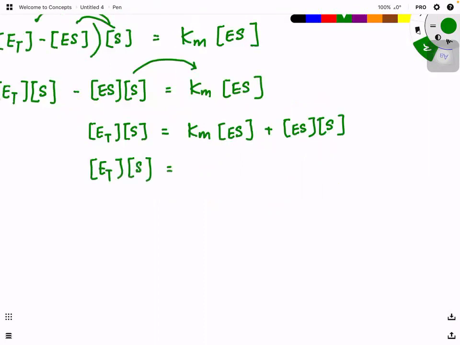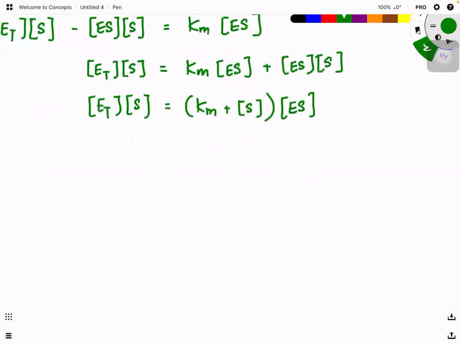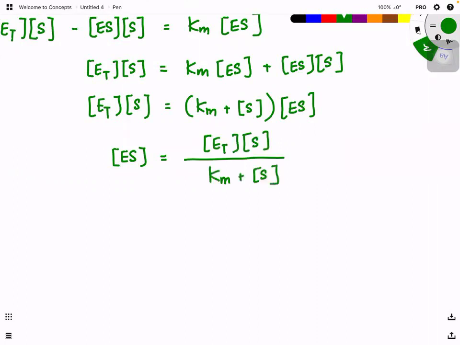Can you see that? So equal to what? Equal to, now I factorize, I get Km plus substrate concentration multiplied with the ES complex. So it means that if I leave the ES complex now, then I will get it divided by Km plus substrate concentration. Okay, until this part.